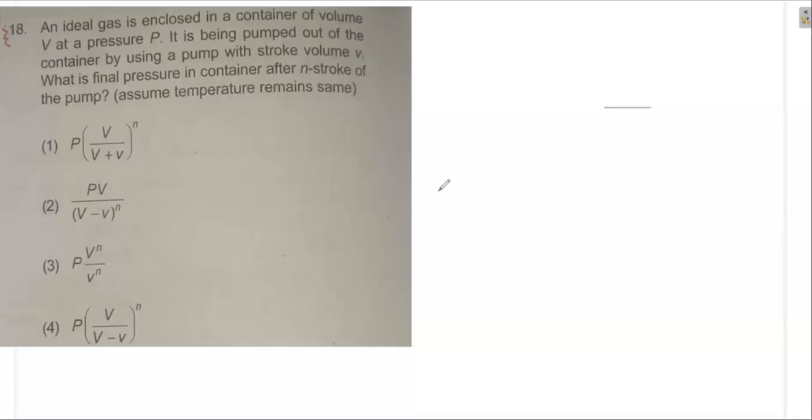Okay, hi. The next problem posted in the group was this: an ideal gas enclosed in a container of volume V and pressure P is being pumped out. So first, the ideal gas is in a container of volume V, and the initial pressure is P. This is the volume of the container.